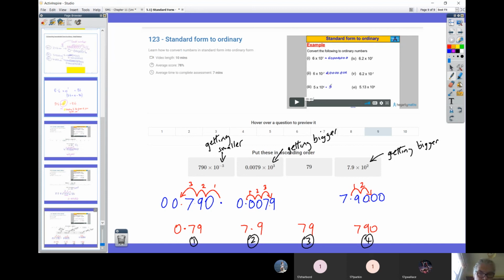So I've gone and worked out that this first one, 790 times 10 to the minus 3, was actually 0.79. When I've worked out the second one, it's 7.9. Obviously, 79 is just unchanged. And 7.9 times 10 to the 2 is 790. So I can then easily see, going from smallest to biggest, it's 1, 2, 3, 4. So my final answer would be 1, 2, 3, 4.